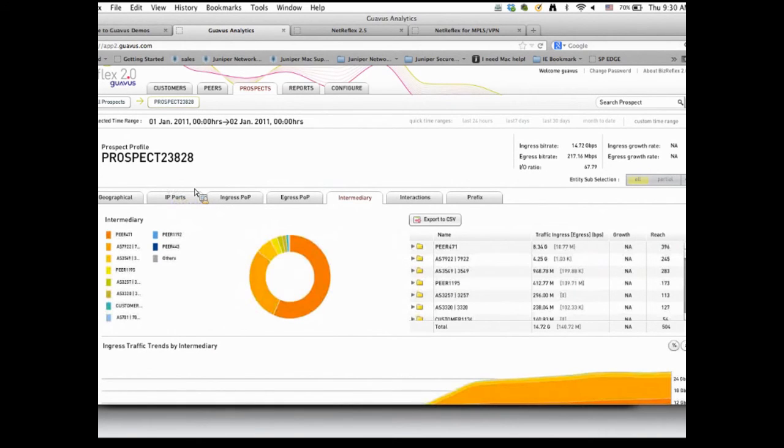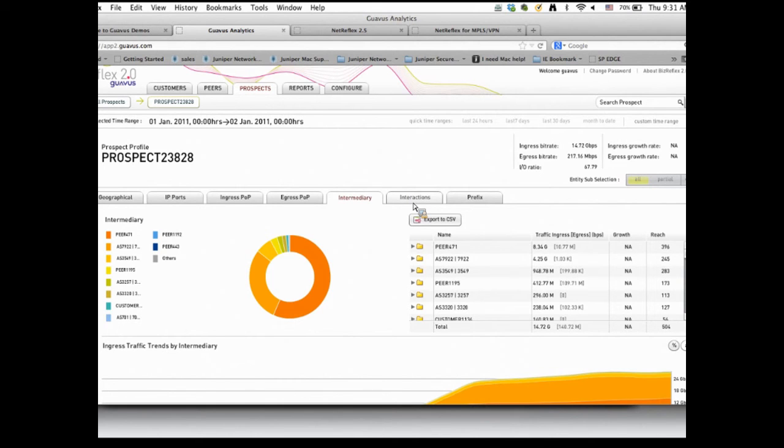As you can see, this particular prospect, 23828, is interacting through peer 471 and sending about 8.34 gigs, and it's reaching about 396 of the carrier's customer base. That's interesting, and let me explain why. The data in here actually gives you three very valuable tools.